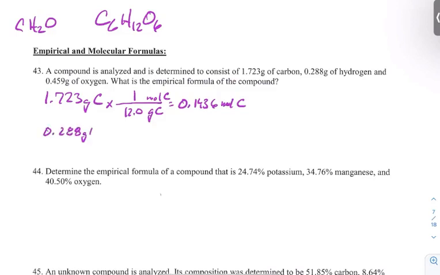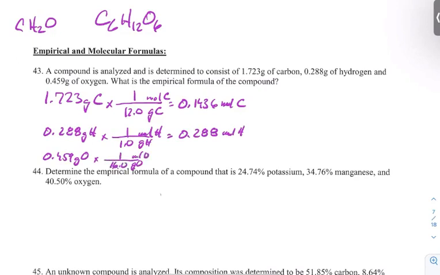Now let's do the same thing for hydrogen. 0.288 grams of hydrogen. I'm going to go from grams of hydrogen to moles of hydrogen. That's pretty easy. Hydrogen's 1, and so of course that's going to be 0.288 moles of hydrogen. And then let's do that also for my oxygen, 0.459 grams of oxygen. I'm going to go from grams of oxygen to moles of oxygen, and that would be 16.0. And if I do my math, I get 0.0287 moles of oxygen.